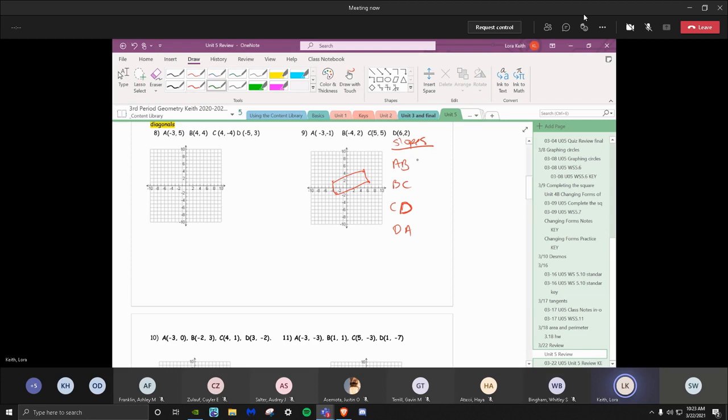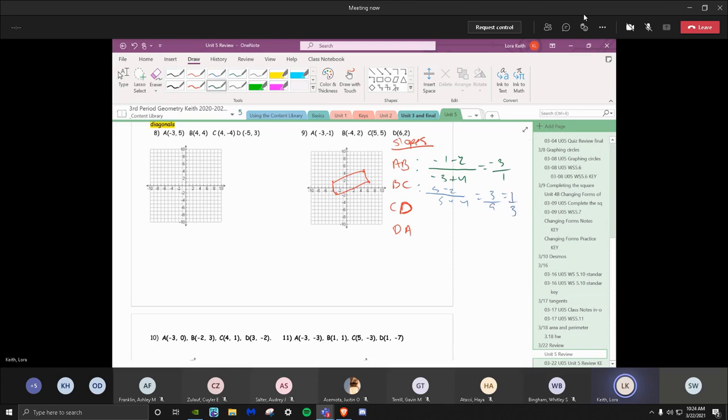Okay, so we get -1 minus 2 over -3 minus -4. So plus 4, and we get -3 over 1. Okay, now we do BC. So we do 5 minus 2 over 5 minus -4. And we get 3/9 or 1/3.